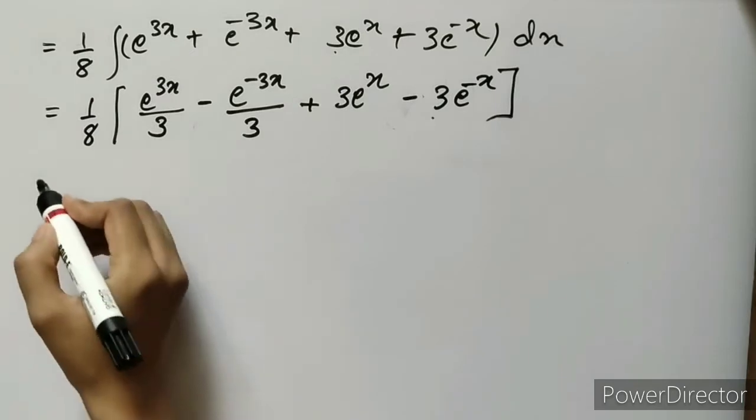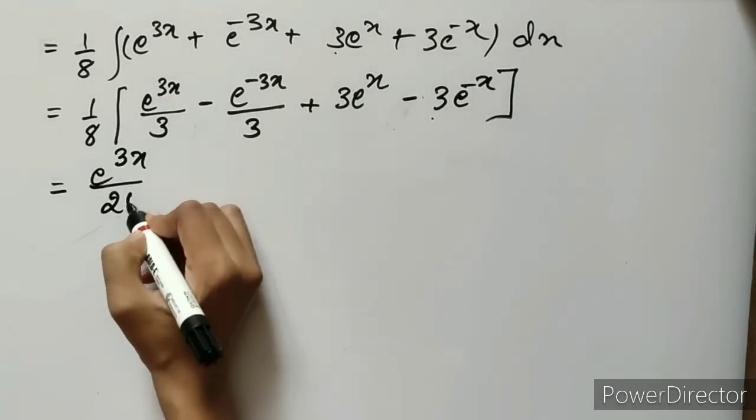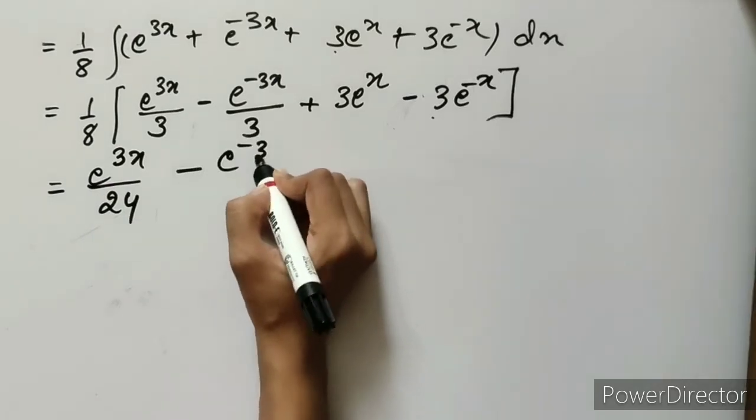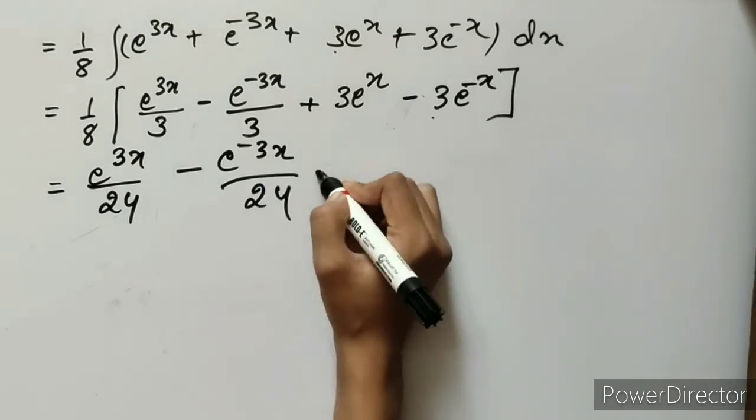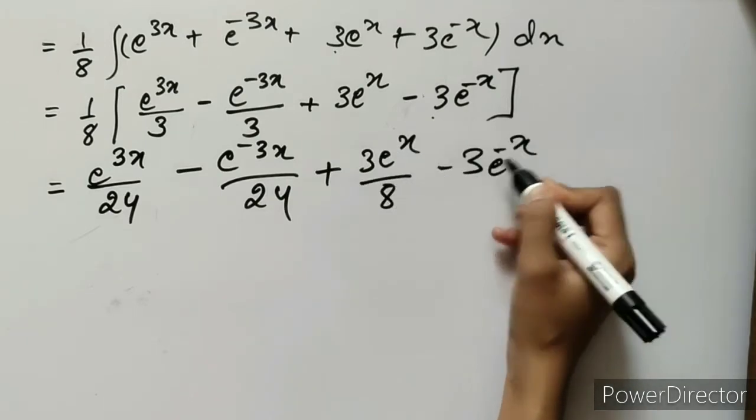You can further simplify it. It will be e to the power 3x by (3 into 8) which is 24, minus e to the power minus 3x by (3 into 8) which is 24, plus 3e to the power x by 8, minus 3e to the power minus x by 8.